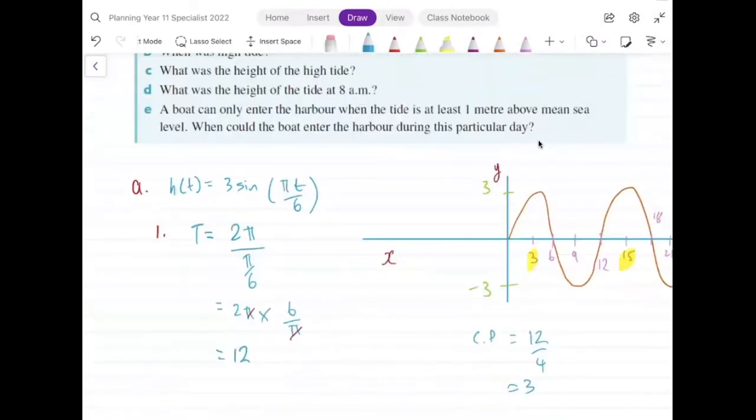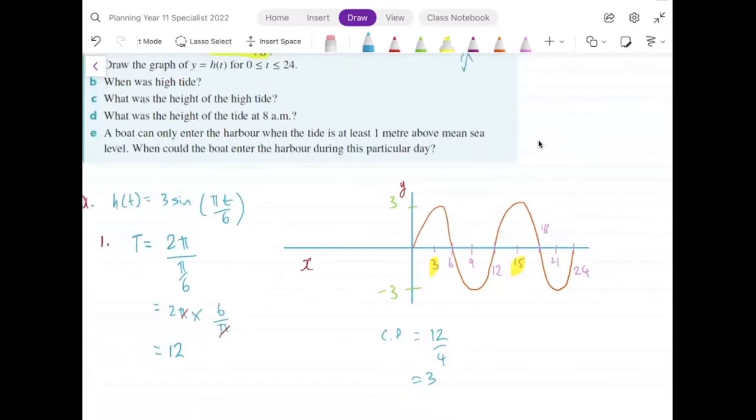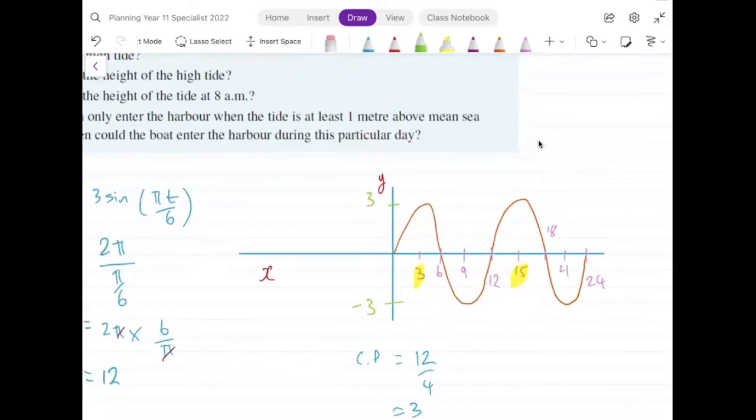For part E, it's a little bit more wordy. It says a boat can only enter the harbor when the tide is at least 1 meter above sea level. When could the boat enter the harbor during this particular day? So I'm just going to edit this sketch over here. If the boat can only enter the harbor when it's at least above 1 meter, that is going to be 1 meter or 1 in terms of my y coordinates. So I should get 4 times just looking at my picture. And the time is going to be between these 2 points.